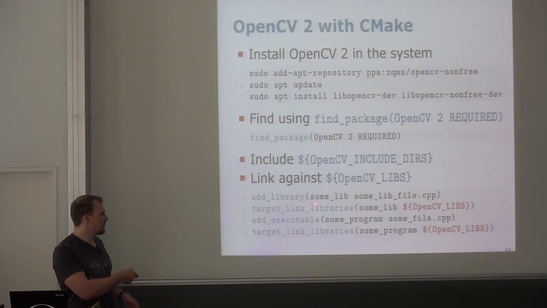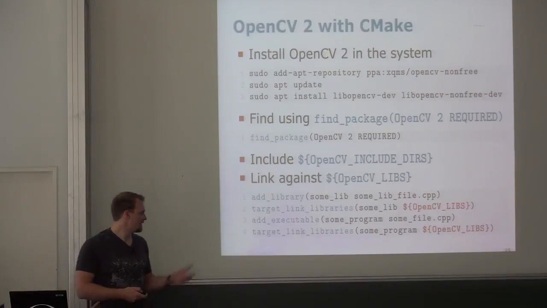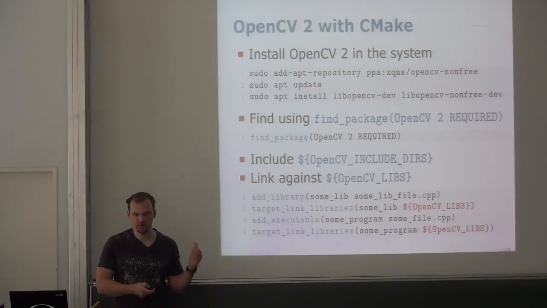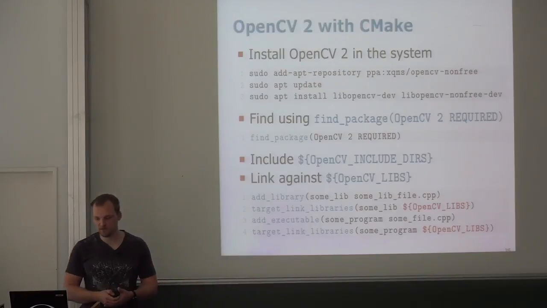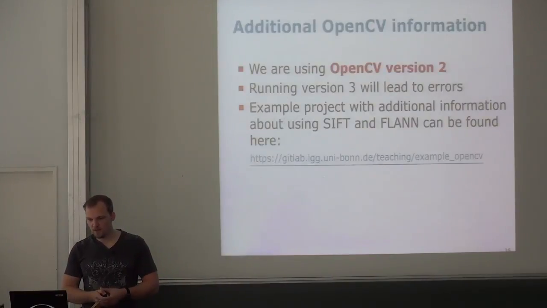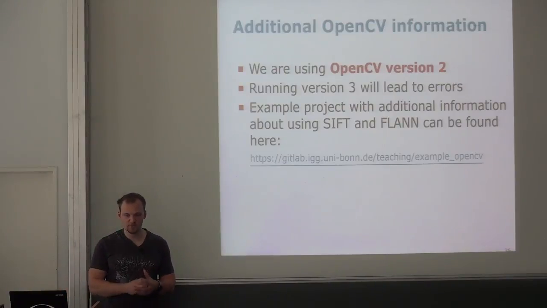So you add some library, which is your library, your CPP files, and then you can link your library to OpenCV libs. Okay? And the same goes for programs. So it works for libraries, executables, and so on. Right.